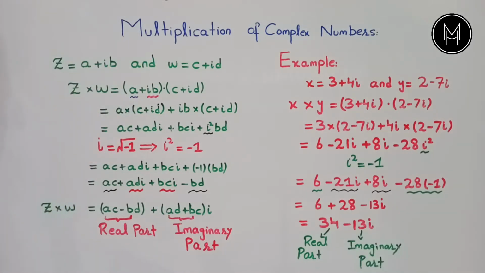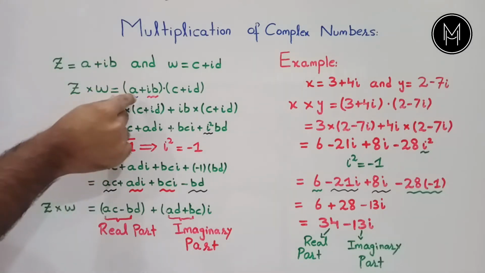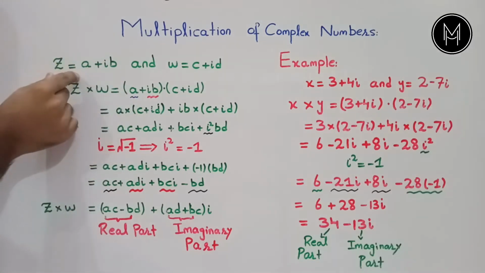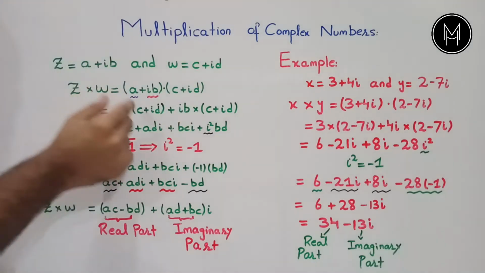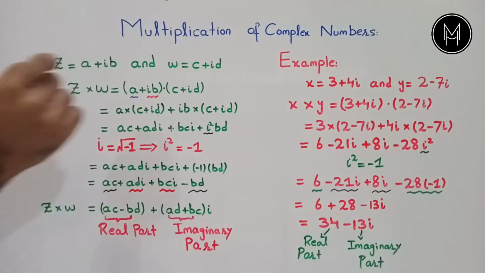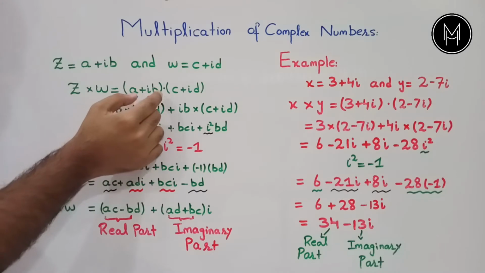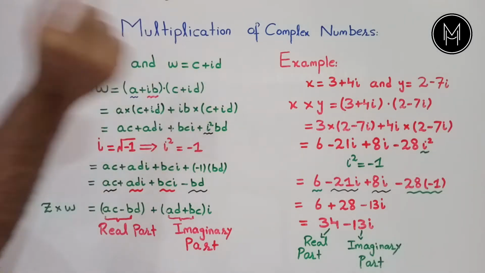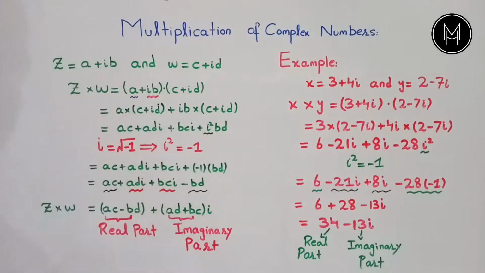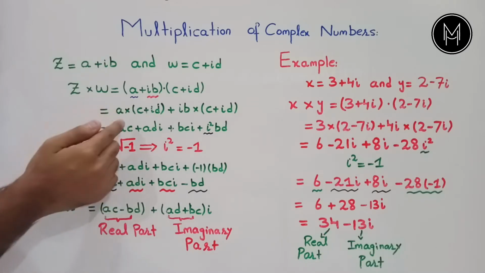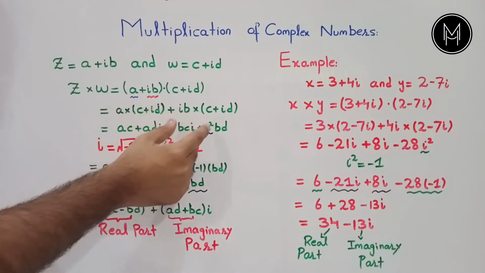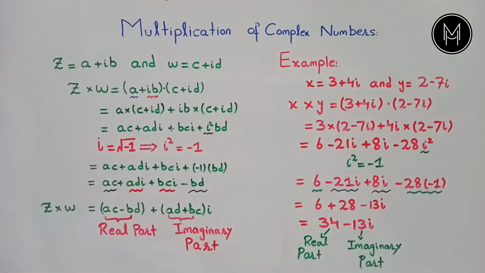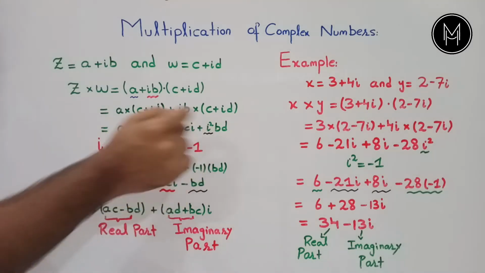For this purpose, first of all, we will multiply the real part of first complex number z with the complex number w, a into c plus id. And then we will multiply the imaginary part of complex number z with the complex number w, ib into c plus id, and then add these two products. The result of the product of a into c plus id is equal to ac plus adi, and the result of product of ib into c plus id is equal to bci plus i square bd.